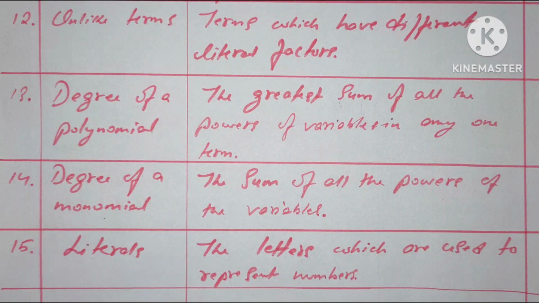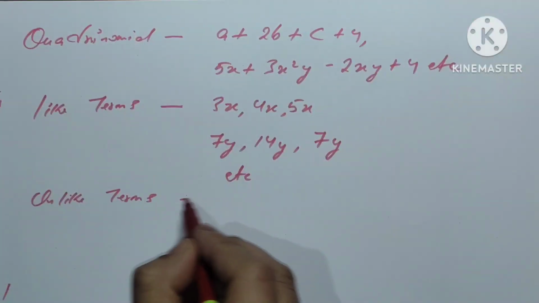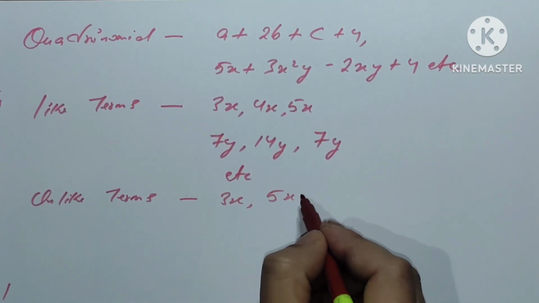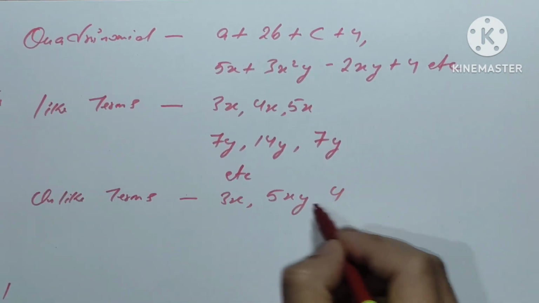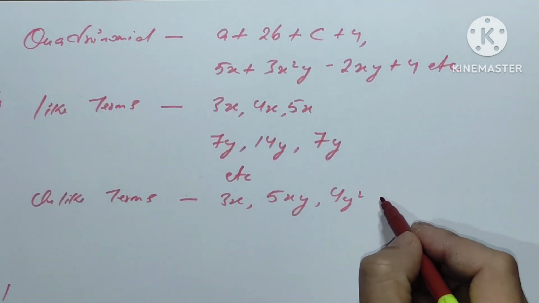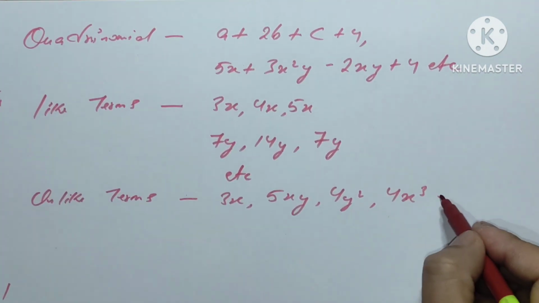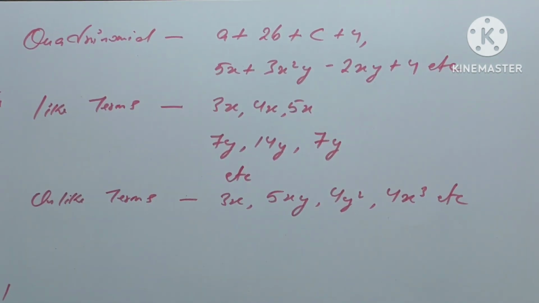And next we will see what is an unlike term. Here I have given the definition of unlike terms. Terms which have different literal factors are called unlike terms. We will also clearly understand the unlike term with an example. 3x, 5xy, here we added y, 4y square, here we didn't put x, and next 4x cube, etc.